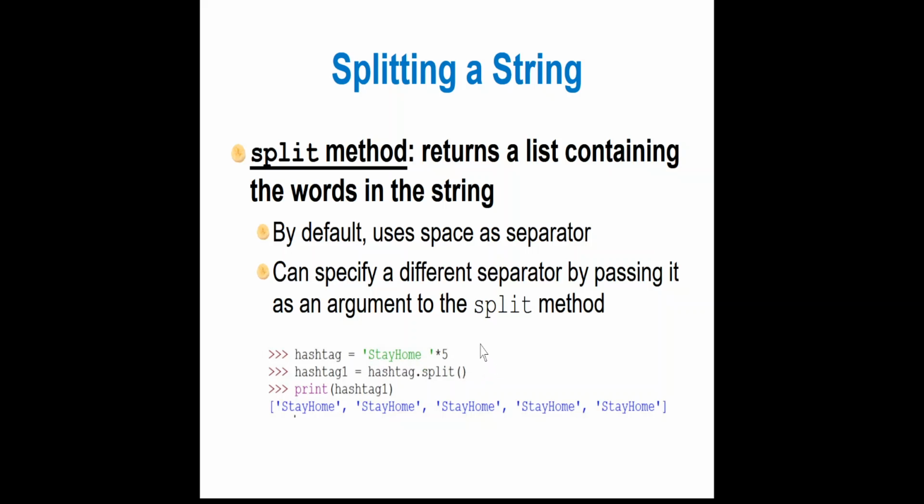So let's say programming in Python. So programming space in space Python. So if I say list1 equals name.split, name is the content of programming space in space Python. It will return to me 3 elements: programming, second element in, the third element is Python. And this is the way we can create a list from the contents of a string.